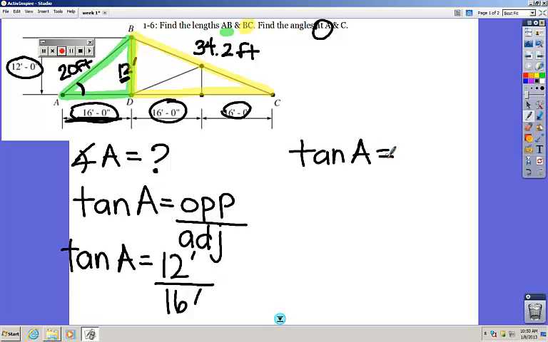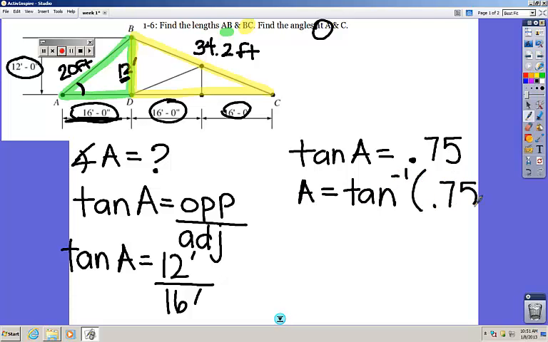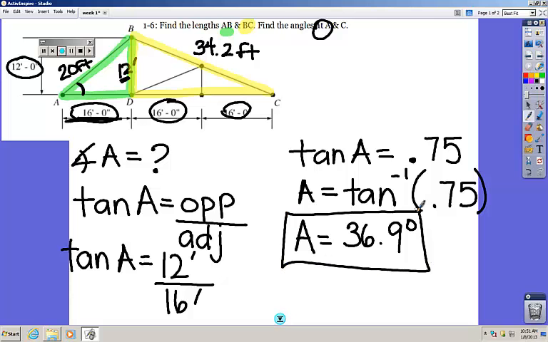Now to find A, we need to use the inverse tangent function, and that's the little one that looks like tangent with a -1 exponent of 0.75. And when we do that, we're going to get a value of A that is 36.9 degrees. Okay, be sure you put the units on your answers, please.